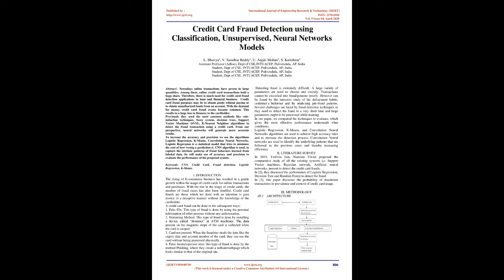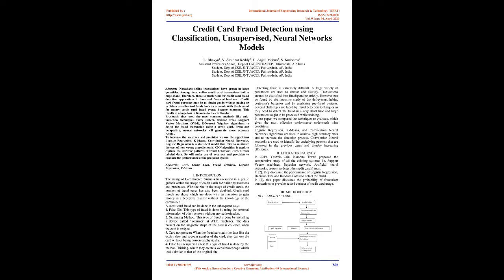confusion_matrix.print_stats(). Previously they used the most common methods like rule induction techniques, fuzzy system, decision trees, support vector machines (SVM), and k-nearest neighbor algorithms to detect the fraud transaction using a credit card. From our perspective, neural networks will generate more accurate results. To increase the accuracy and precision, we use the algorithms logistic regression, k-means, and convolution neural networks.